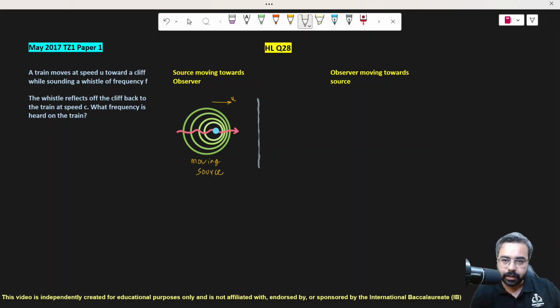So a sound that is traveling from a train to the cliff will bounce back from the cliff. And in this way, both will switch their roles. So in this situation, now the cliff will act as a source and the train will act as an observer. So how do you find the frequency in that case? That's what we are going to solve today.